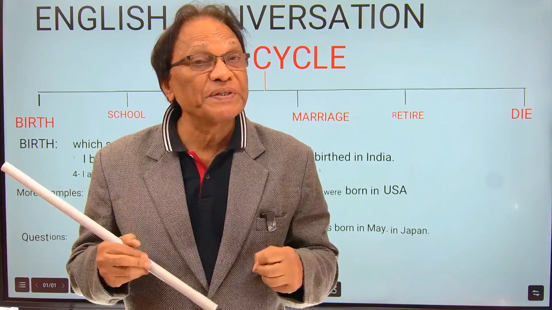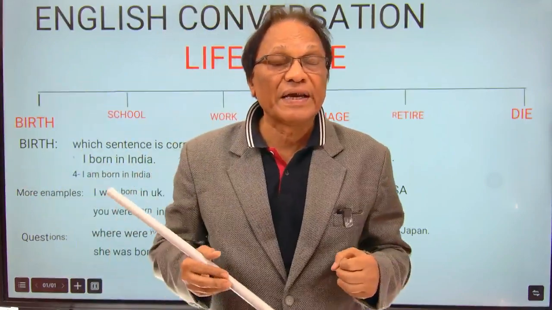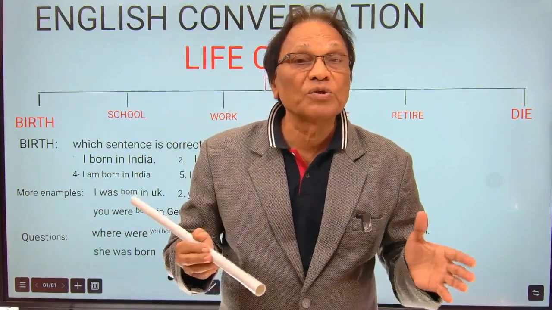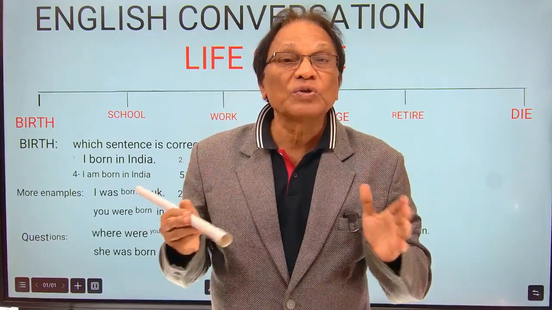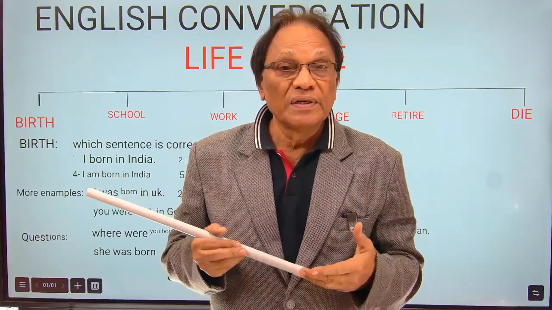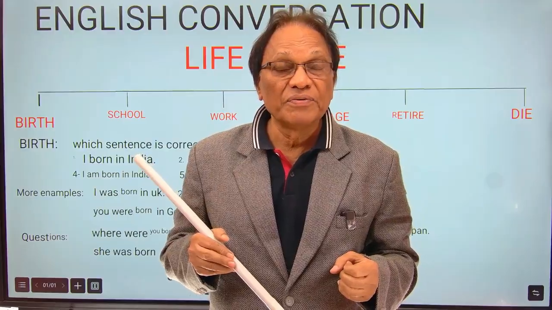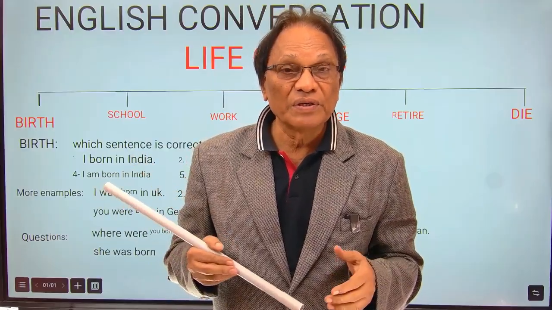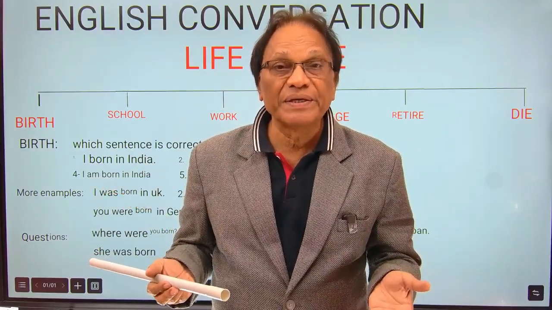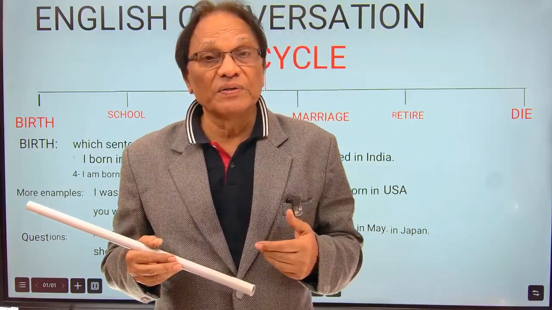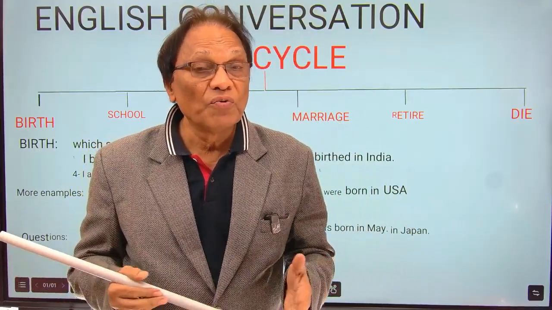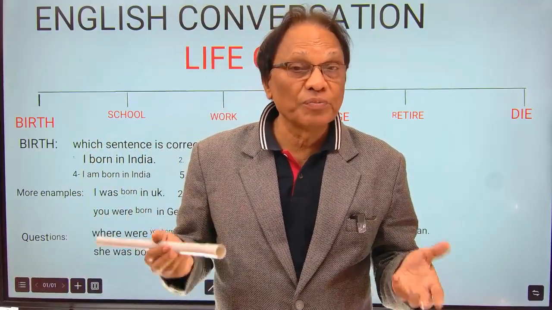If you want to be precise, you can always say that I was born on March 24th, 2010. I was born on Jan 5th, 2018. Any year, it can be anything. So, birth, where were you born? Where were you born? You have to be specific.